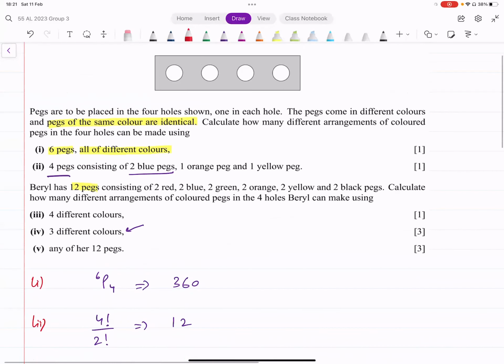Now, she has 12 pegs, and now they're saying, in how many different arrangements are there of 4 pegs such that she can use any of her pegs? There's no condition now. All right.